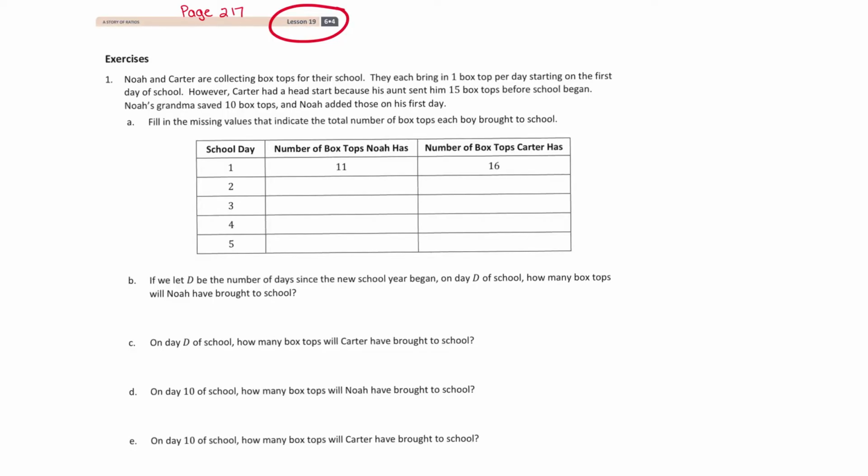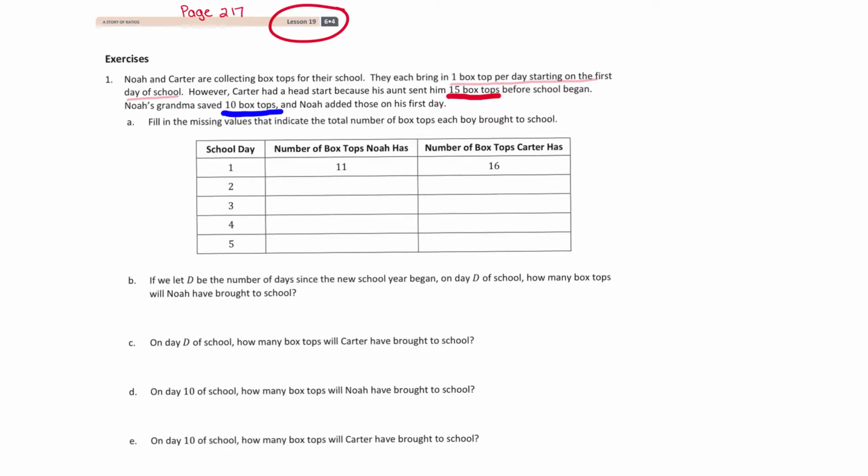Okay, so let's go ahead and go to our information here. Let's highlight or even underline the information that is important. We are talking about Noah and Carter, and we know that each one of them is bringing a box top per day, starting on the first day of school. We also know that Carter started the school year with 15 box tops, and Noah started with 10 box tops the first day of school.